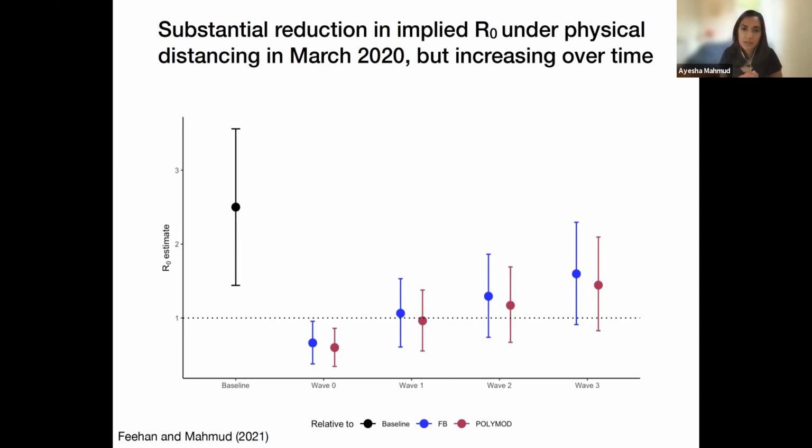And this is really just a pure reflection of what we see if we just look at the average number of contacts. If we assume a baseline R0 in the absence of physical distancing to be around 2.5, or having a mean of 2.5, you can see that in wave 0, this is in mid to late March, there's this dramatic drop in R0, but slowly over time, we see it start to creep up.